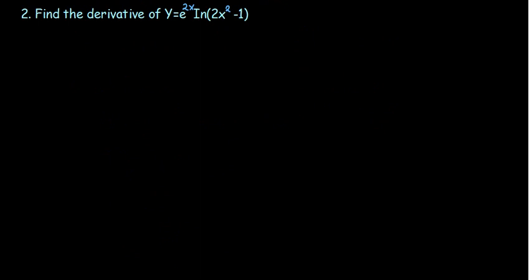Find the derivative of y is equal to e to the power 2x natural log of 2x squared minus 1. Now here we've got a product of two functions. We've got this function and then we've got this function, which are multiplying. And we know that when we want to find the derivative for a product, we first get one, we differentiate the other, and then plus we get the other, we differentiate the one.